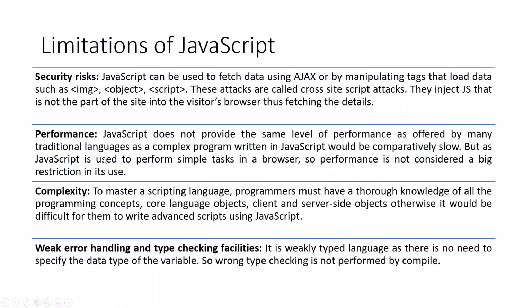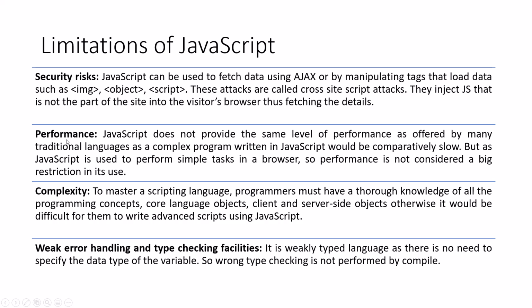Next is limitations. So there are many features for JavaScript, but there are some limitations also. Here I have given four different limitations which JavaScript has. One is security risk. So JavaScript can be used to fetch data using Ajax or by manipulating tags that load data such as image, object or scripts. These attacks are called cross-site script attacks. So they inject JavaScript that is not a part of the site into the visitor's browser, fetching the visitors' details. So this might be the security risk in using JavaScript.